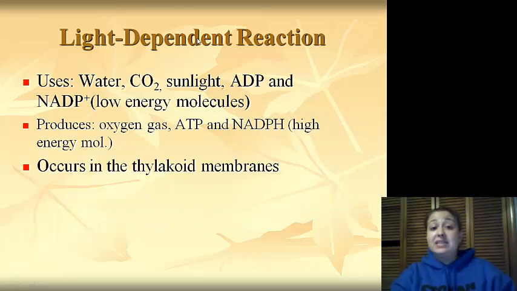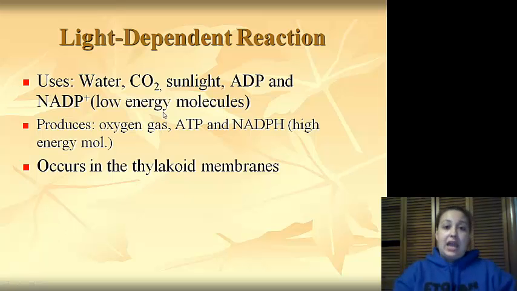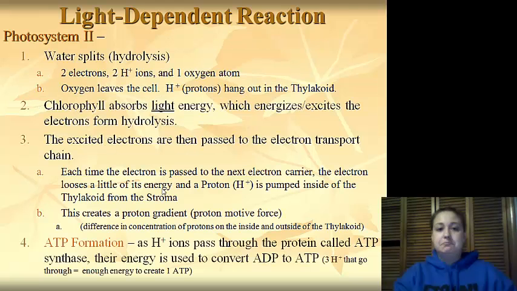Now if we look at the light-dependent reaction, like I said, there are going to be two different phases of this, but we use water, light, ADP, and NADP+, which are low-energy molecules. And we create out of this oxygen, ATP, and NADPH, which are high-energy molecules. Now remember, this occurs in the thylakoid, or the coins inside the chloroplast.